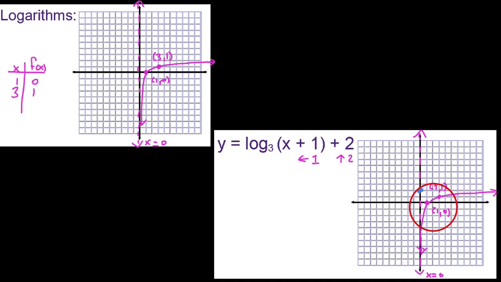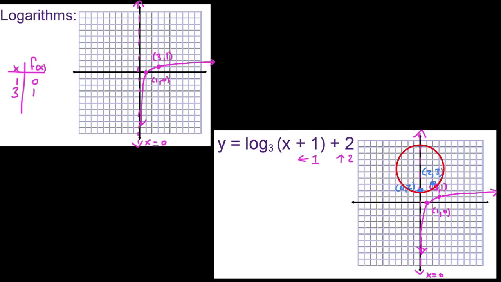So we would say that this point that was at 1, 0 is now left 1 from there, so 0, and up 2 from 0, which is 2. And we'd say this point here, which was 3 comma 1, would be left 1 from there and up 2, so it would now be here. So this would be the point 2 comma 3.